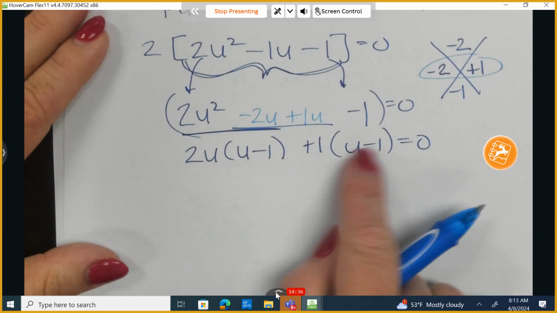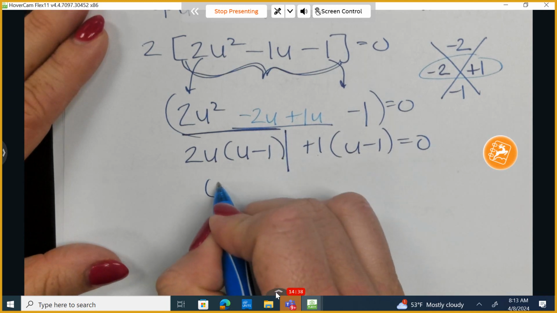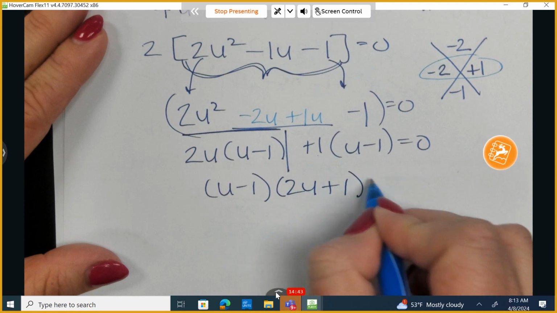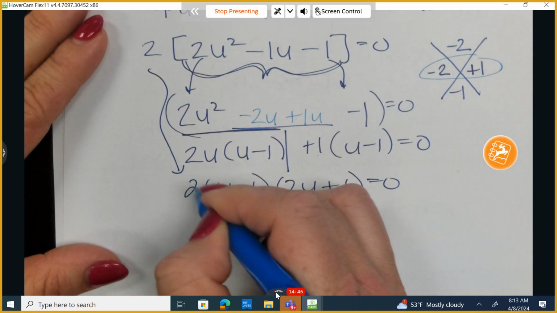So in front, both the front and back contain a u minus 1. In front of the first parentheses, 2u. In front of the second parenthesis is a positive 1. But don't forget about this 2 out front.